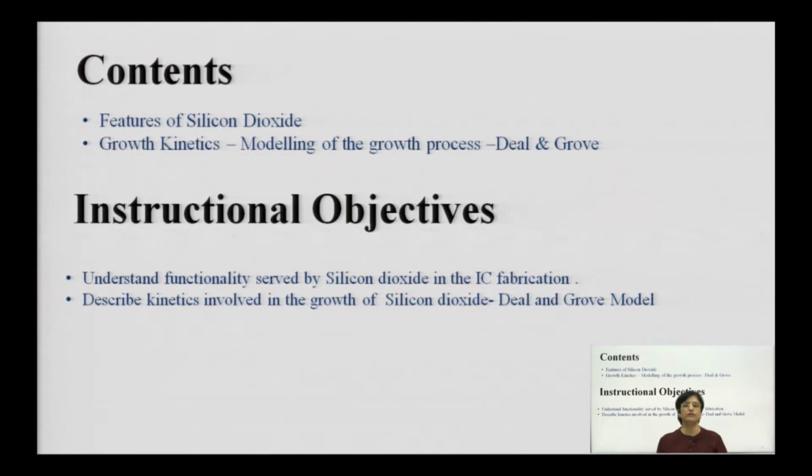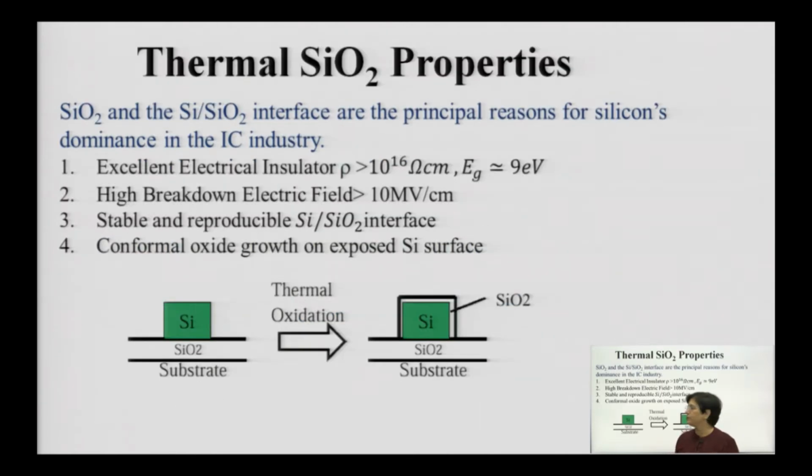Now, what are we going to study in this case? What exactly are the features of the oxide layer, how this layer grows, and what is the kinetics behind this layer growth. At the end of this lecture, I expect all the students to understand the functionality served by the oxide layer as far as your IC fabrication process is concerned, and I expect that you should be able to describe the kinetics behind the oxide growth process.